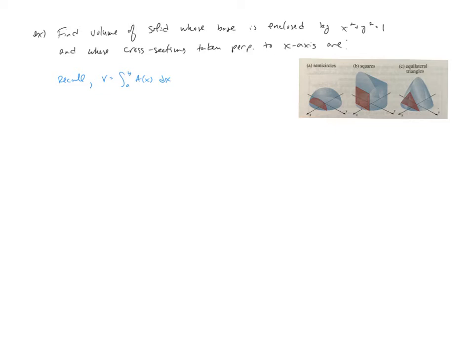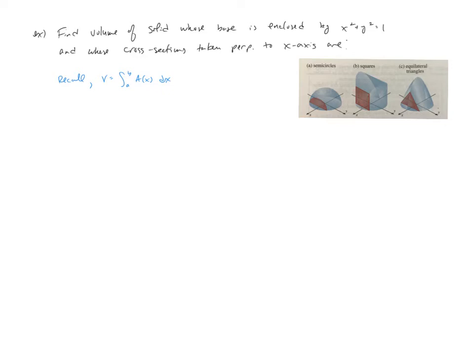But now we're going to view it a little differently. We're going to view this problem now with cross-sectional semicircles, squares, and equilateral triangles. So in this particular problem, we're going to find the volume of the solid whose base is enclosed by the unit circle and whose cross-sections are taken perpendicular to the x-axis as semicircles, squares, and equilateral triangles. You can see these cross-sections are in fact perpendicular to the x-axis, and that's going to be important as we set this up, so the problem gives very clear instructions on what we need to do.